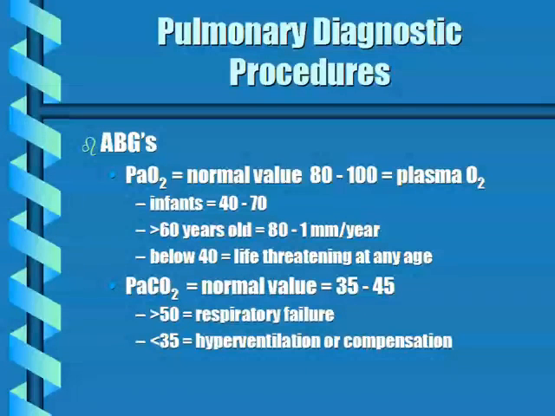Your decreased PaO2 will lead to lactic acidosis and metabolic acidosis. And there's a table on page 592 that lists causes for acid-base disorders. Your PaCO2, your normal is 35 to 45. If it's over 50, you're in respiratory failure. If it's less than 35, you have hyperventilation or compensation occurring.